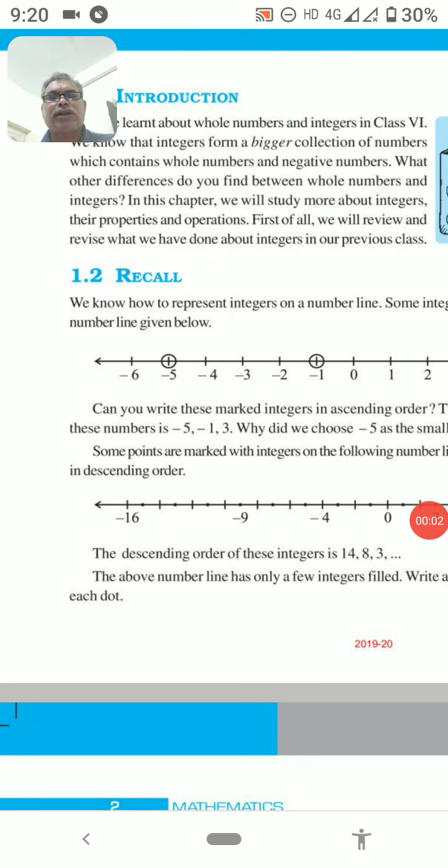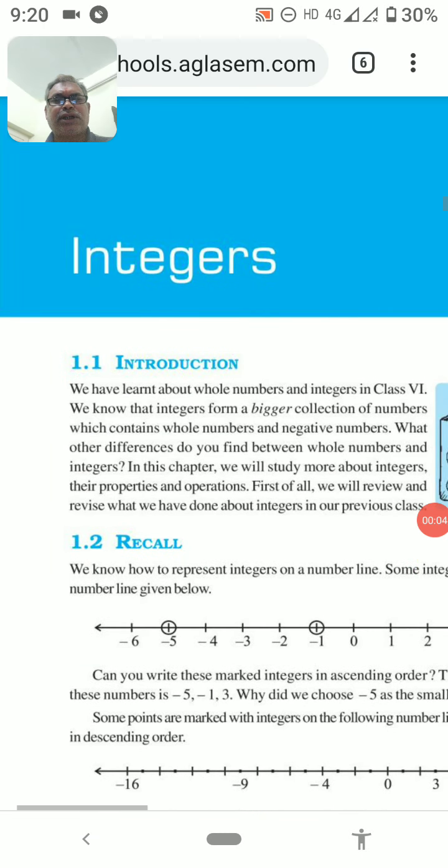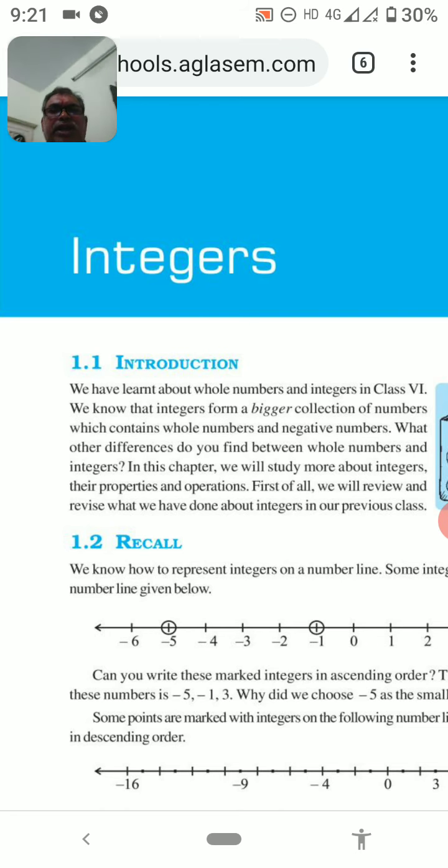Hello dear student, 7th class chapter integers. Today we are going to discuss the integers. In 6th class I taught you the integers. There are three types of integers: positive integers, 0 and negative integers. So today we are discussing the integers in detail.